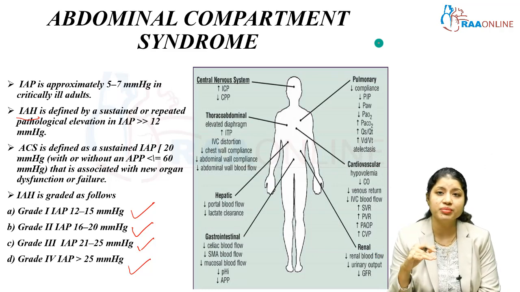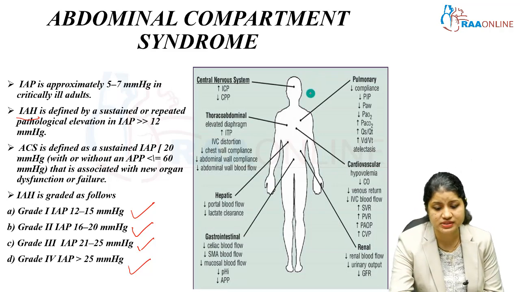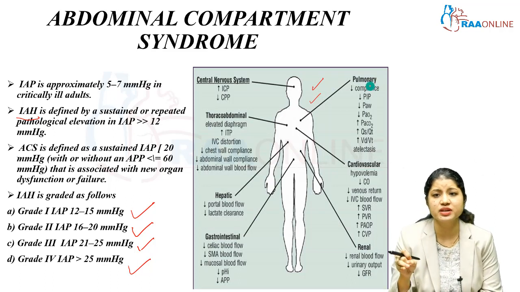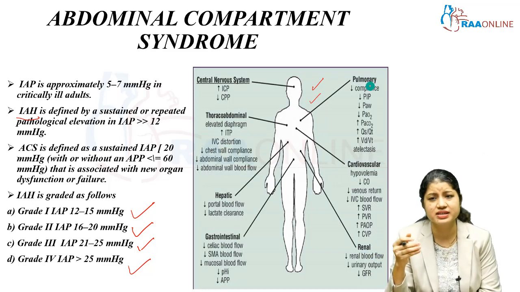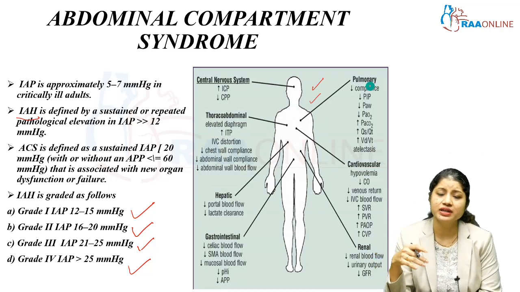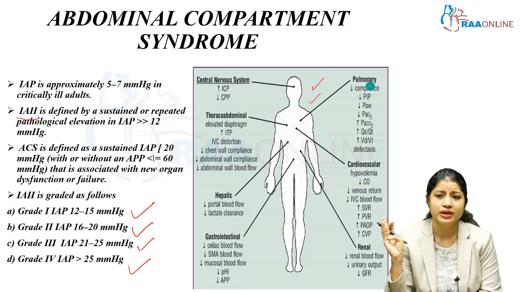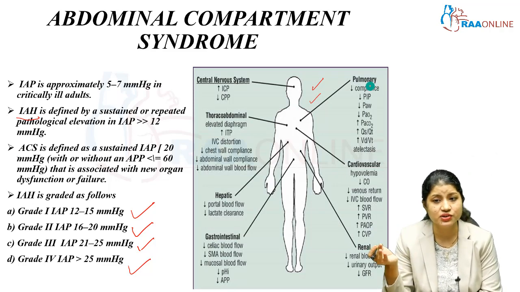This abdominal compartment syndrome is associated with almost every organ dysfunction. Like you see here, in the CNS, it is associated with raised ICP and decreased cerebral perfusion pressure. When it comes to lungs, the compliance of the lung decreases, the peak inspiratory pressure decreases, you have hypoxia, hypercapnia, shunt fraction increases, there is basal atelectasis. When it comes to the cardiovascular system, the cardiac output decreases, the venous return decreases, there is an increase in stroke volume resistance, pulmonary vascular resistance, increase in your CVP.